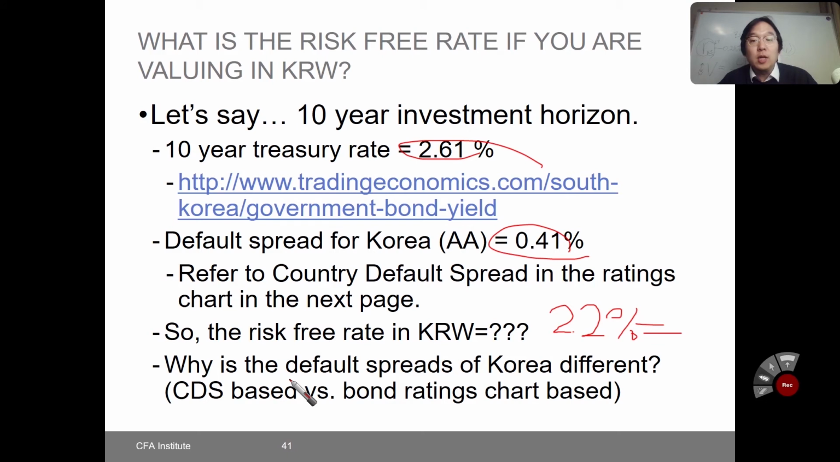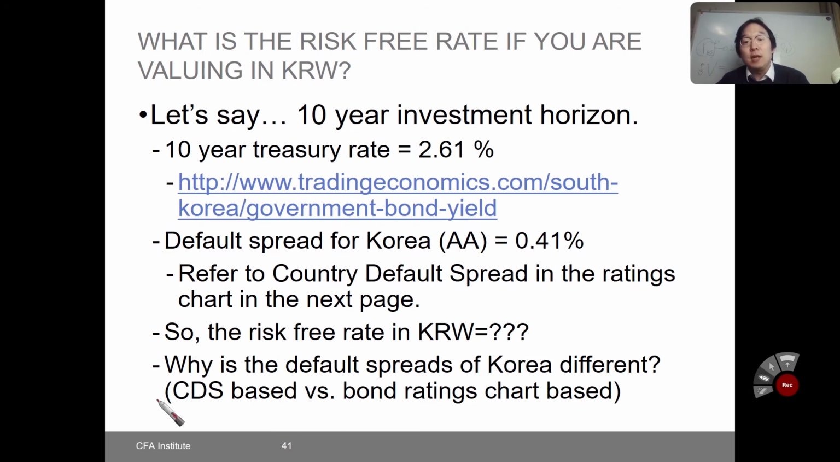Why is the default spread of Korea different? CDS-based default spread versus bond ratings chart-based default spread. They are destined to be different, by the way. CDS is a day-to-day, more frequently observed value in the market in real time, whereas bond rating is estimated every quarter or something, or slower. So this one is a bit slower compared to this one. So that's the advantage of using CDS spread. But at the same time, that's not all good story there. The negative side of CDS spread is that it contains a lot of random noises. So bond rating is more stable, and can be a little bit more reliable, less noisy. That's the contrast between these two.